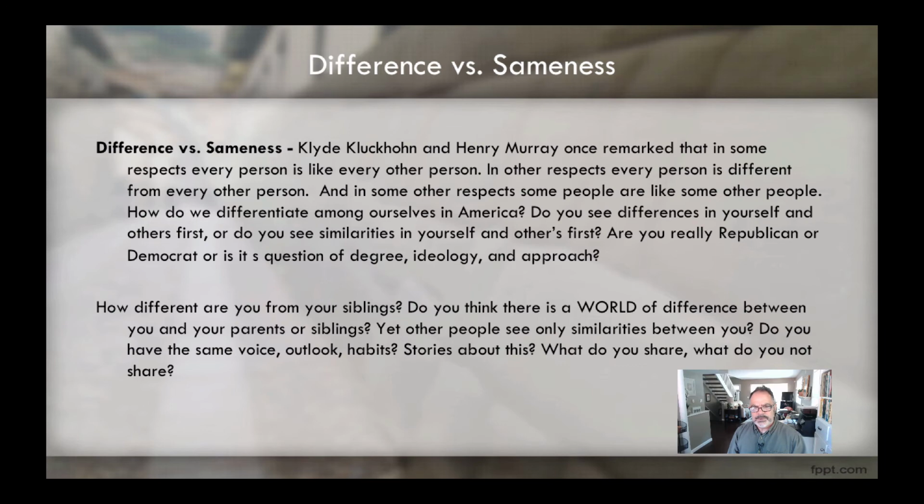How do we differentiate among ourselves in America? In the US, do you see differences in yourself and others first, or do you see similarities first? Are you really Republican or Democrat, or is it really a question of degree, ideology, and approach? How different are you from your siblings? Do you think there is a world of difference between you and your parents or siblings, and yet other people see only similarities between you? Do you have the same voice, outlook, and habits as your brothers and sisters do?